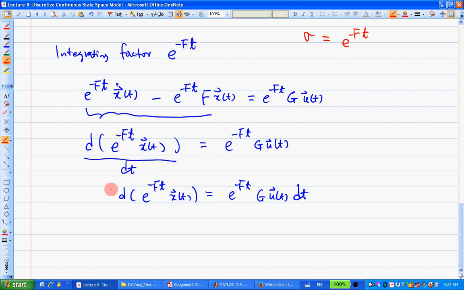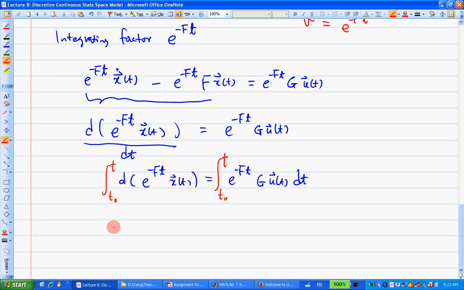Now we integrate. This time when we integrate, let's integrate from t naught to t. Let's consider t naught as the initial time, so t naught could be zero. The integration of d of anything is basically itself. So this side here is e to the negative F t times x of t, where we go from t naught to t.